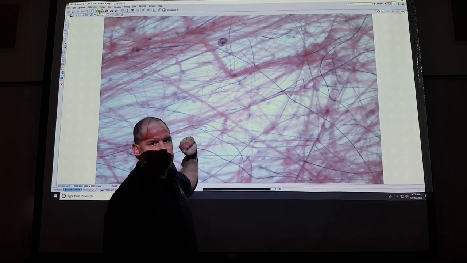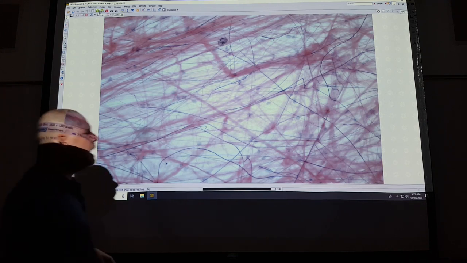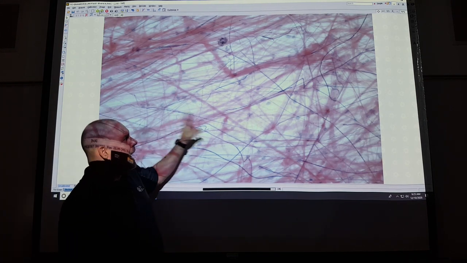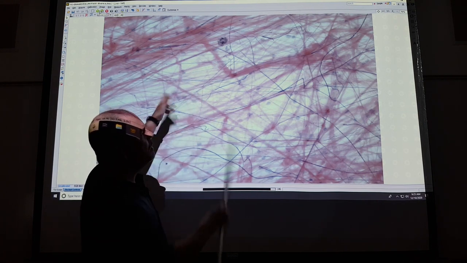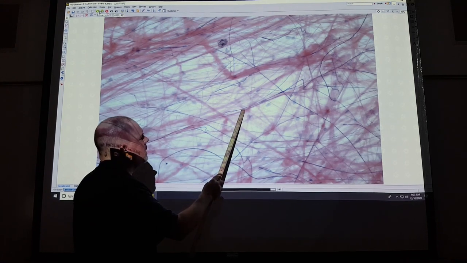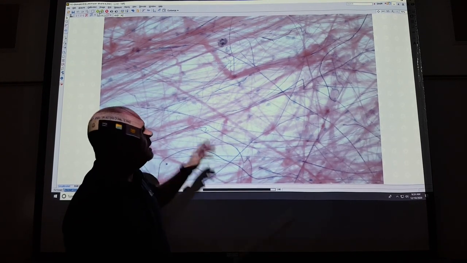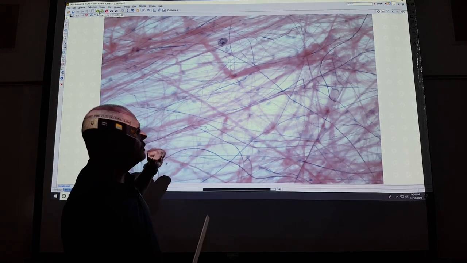Areolar connective tissue. A little memory trick that I tell my students to use all the time is, I think this looks like a little microscopic view of a bunch of hair. Thick hairs, collagen, thin hairs, elastin. So I call this areolar connective tissue.